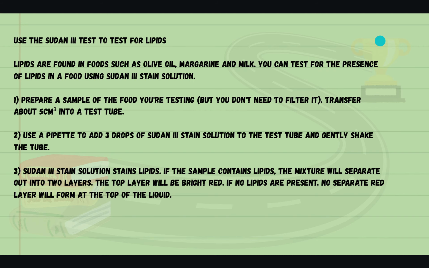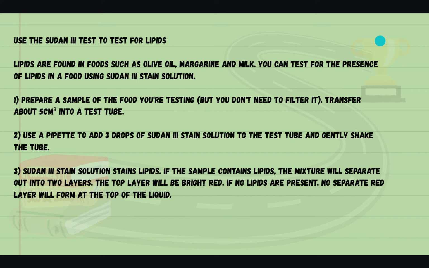You can use the Sudan 3 test to test for lipids. So lipids are found in foods such as olive oil, margarine, and milk. You can test for the presence of lipids in a food using Sudan 3 stain solution. So you prepare a sample of the food you're testing, but you don't need to filter it. Transfer about 5 centimeters cubed into a test tube. Then we use a pipette to add 3 drops of Sudan 3 stain solution to the test tube and gently shake the tube. Sudan 3 stain solution stains lipids.